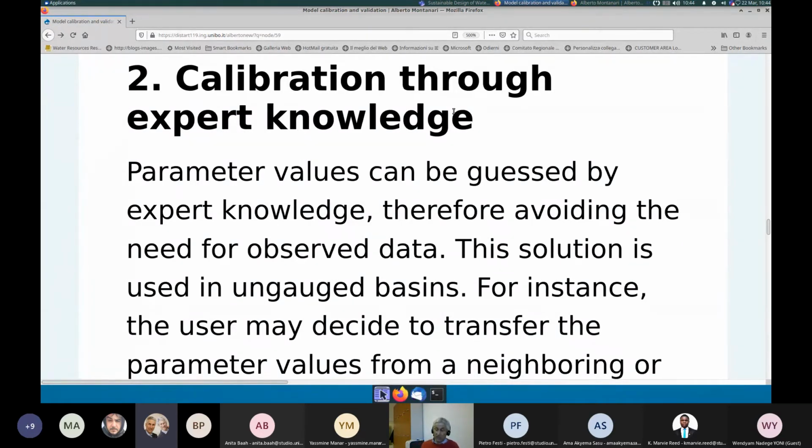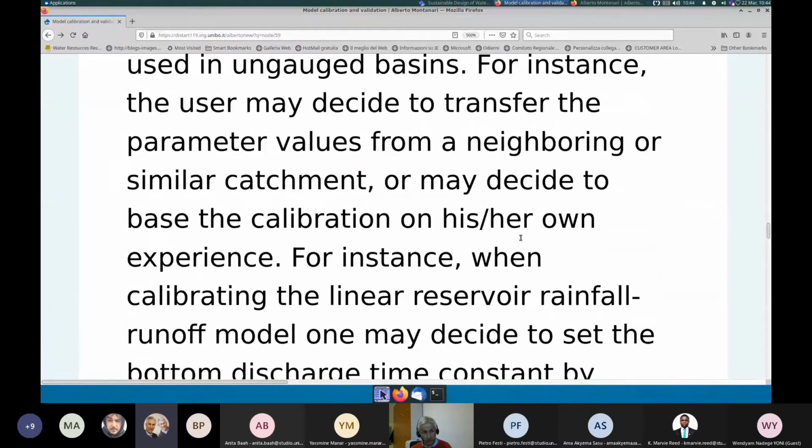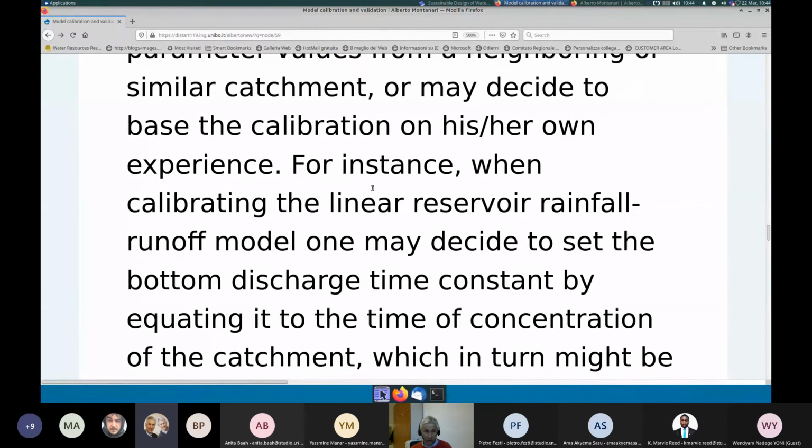And for instance, for the linear reservoir, one could say, okay, the two catchments are so similar that I believe that the K value is the same, which is something that may be reasonable. Another solution may be to base the calibration on your own experience.